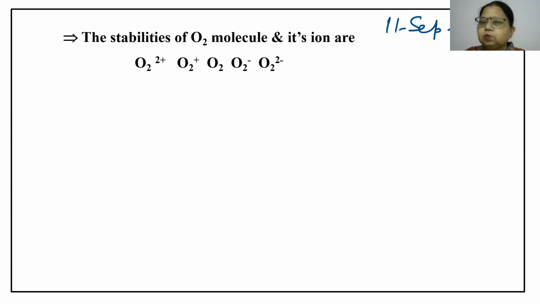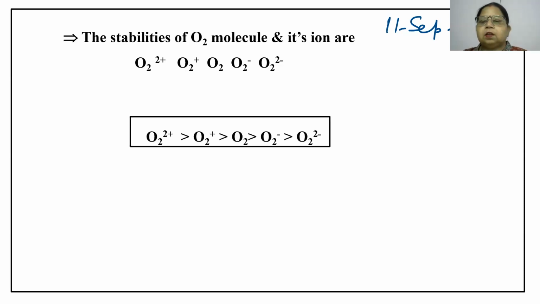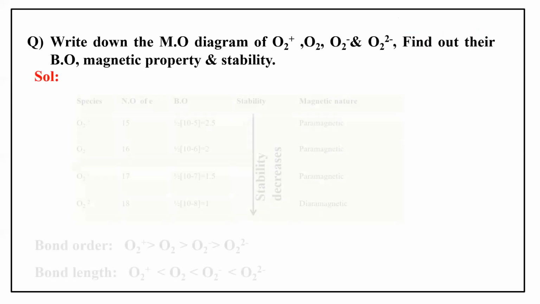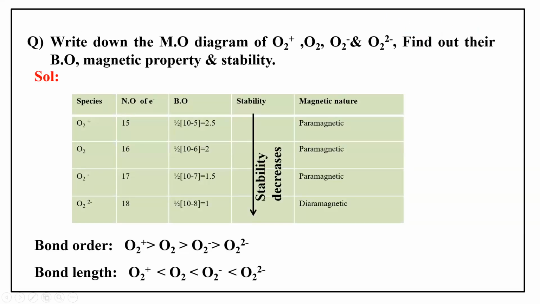Shweta, have you solved this question? I tried doing it last class. Okay. For O2 2 plus, it will be 3. And for O2 plus, it will be 2.5. Yeah, so I understood that you have solved it.